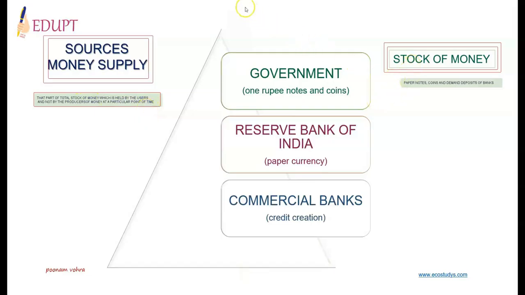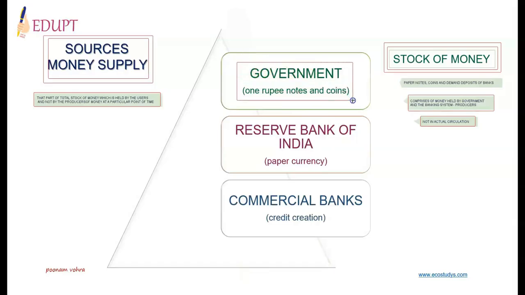Whereas stock of money comprises of money held by the government and the banking system, who are the producers of money. Such money is not in actual circulation. So there are three sources of money supply. One, government, which issues 1 rupee notes and all other coins. 2, Reserve Bank of India, which issues paper currency. And 3, commercial banks, which create credit on the basis of demand deposits.